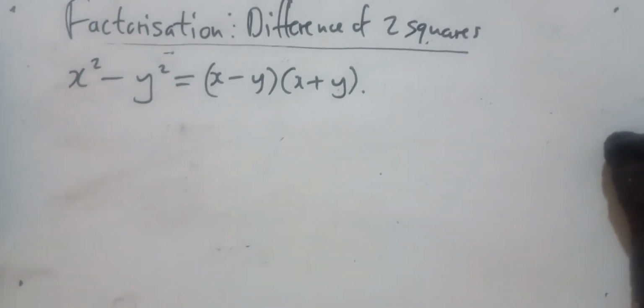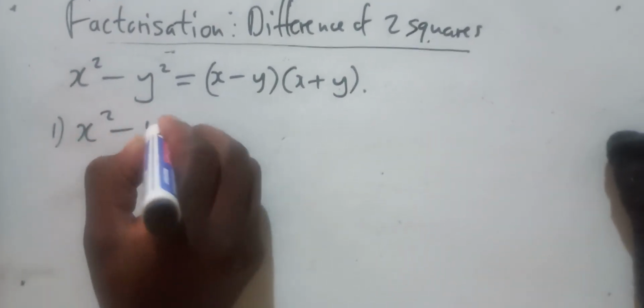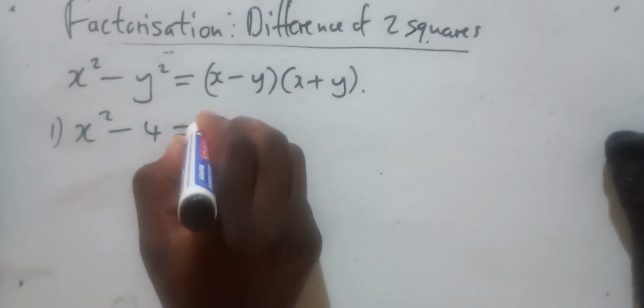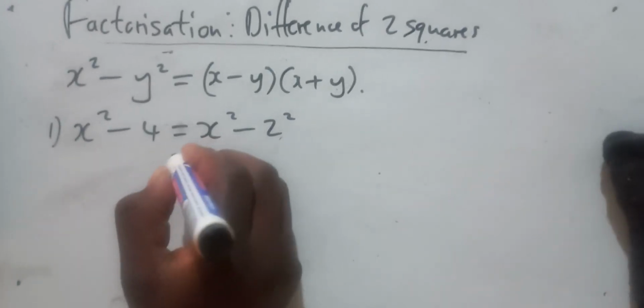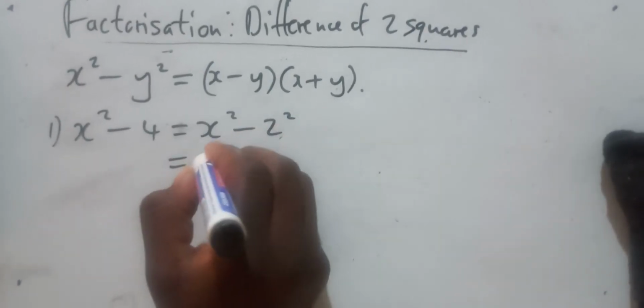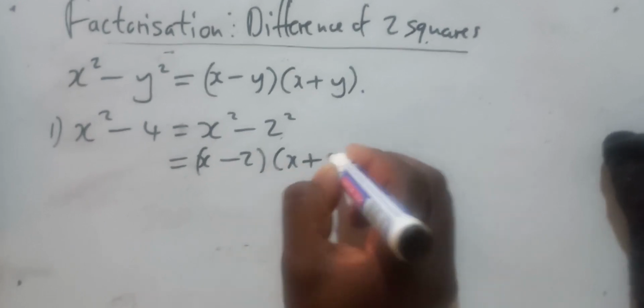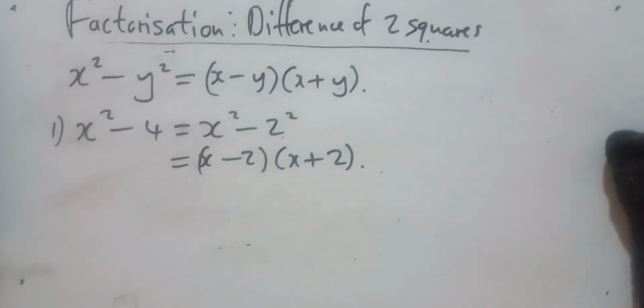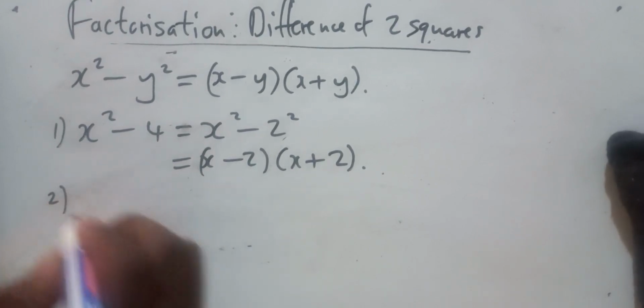So any expressions of that form, we just use that method. For instance, let's say we have x squared minus 4. You can see that this is x squared minus 2 squared, which is a difference of 2 squares, which means our final answer will be x minus 2 times x plus 2. Then we are done.